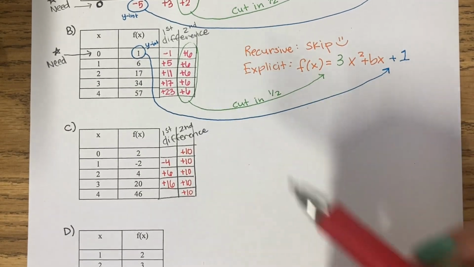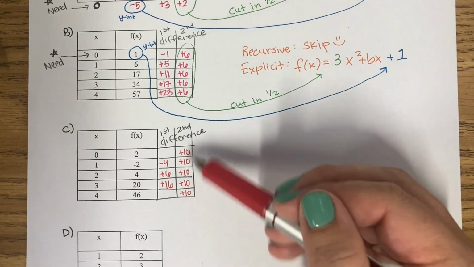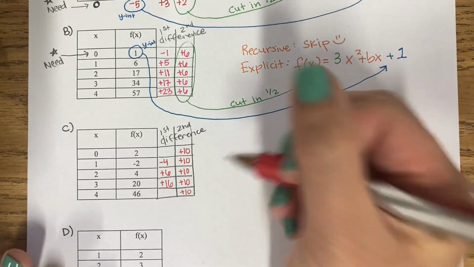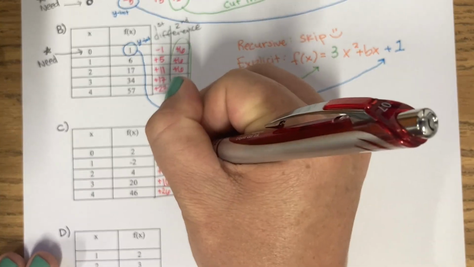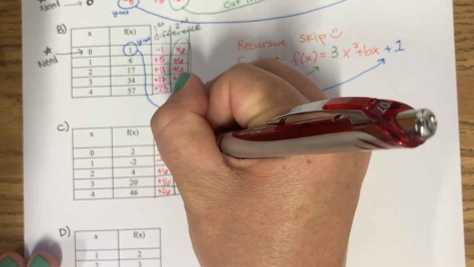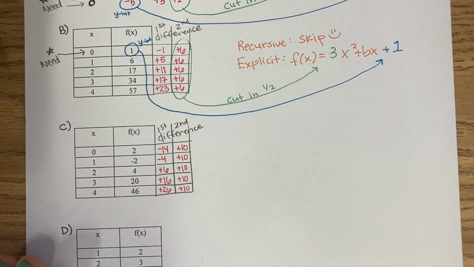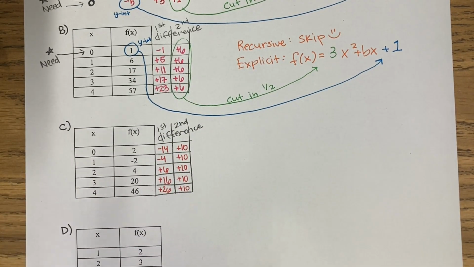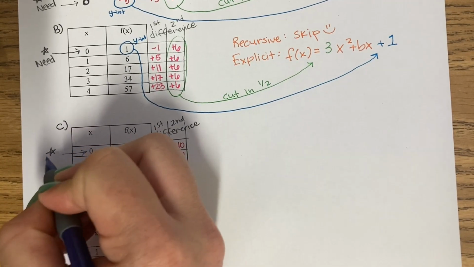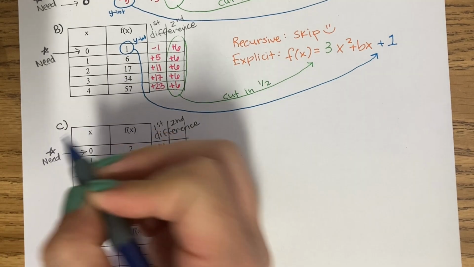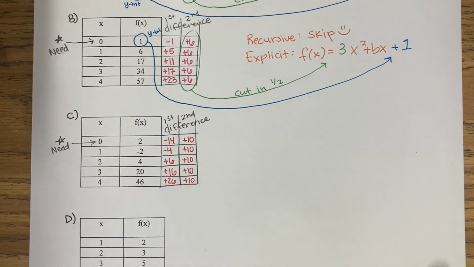Sometimes it helps to just fill in the second difference once you find that same pattern. Okay. 16 plus 10, 26, negative 14. If I go back 10. And I have my 0. Perfect. I have 0, which was needed. So I don't have to add it to my table, it's already there.